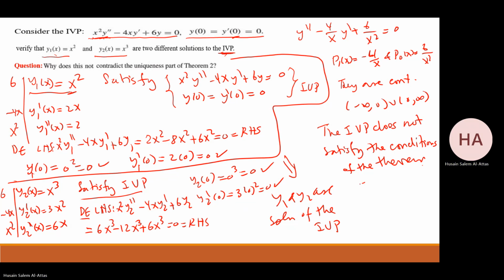So for this initial value problem, we cannot conclude, we cannot say that if the conditions are not satisfied, it does not have a unique solution, no. But we say that this explains why this initial value problem does not have a unique solution.